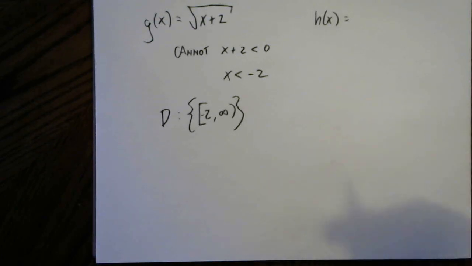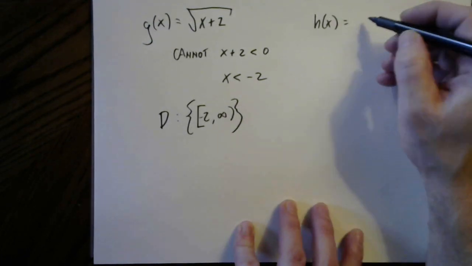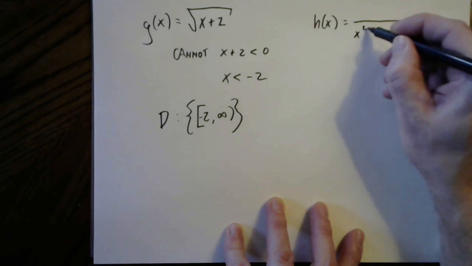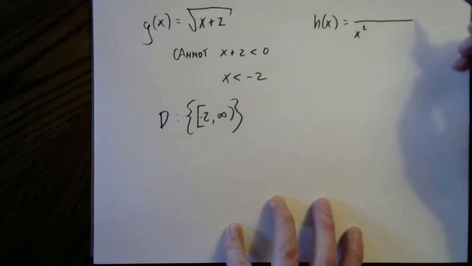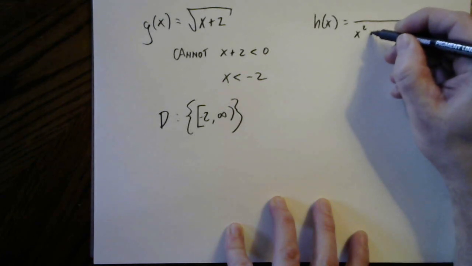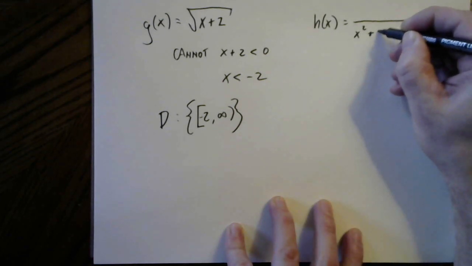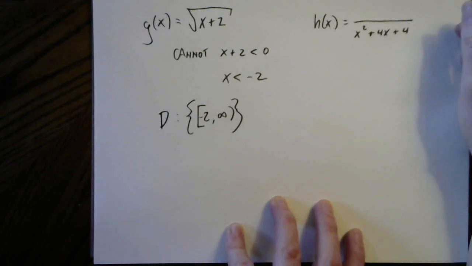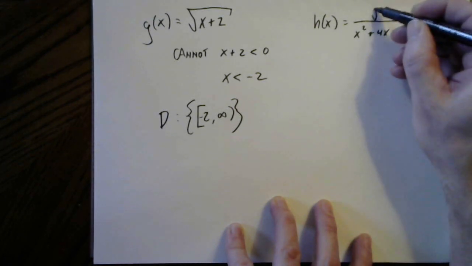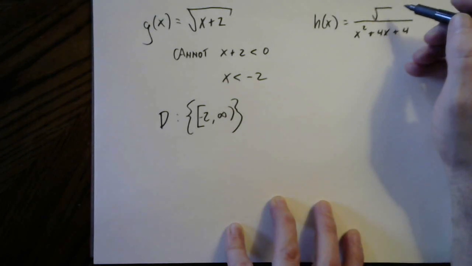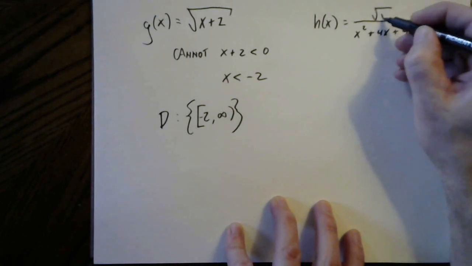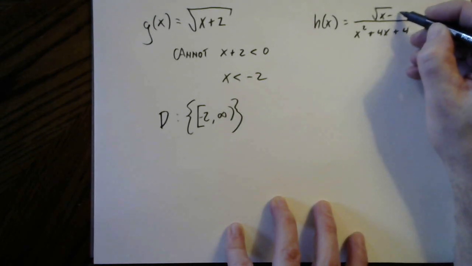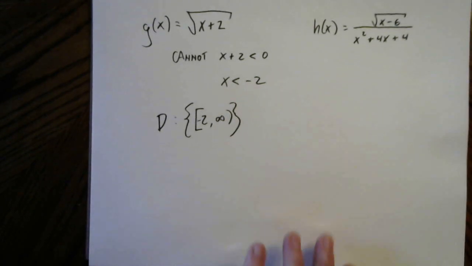Okay, let's do this. Let me just make one up. This will have some division. Let's say x squared plus 4x plus 4. Is that going to work for me? Yeah, that's going to work for me. And then on the top, let's just say x minus 6. I don't know. Okay.